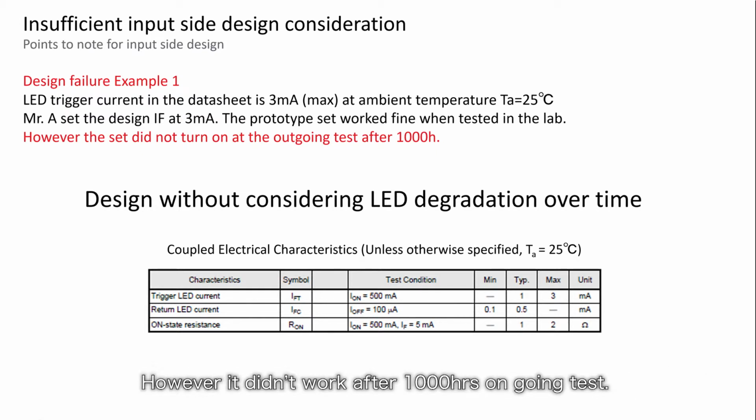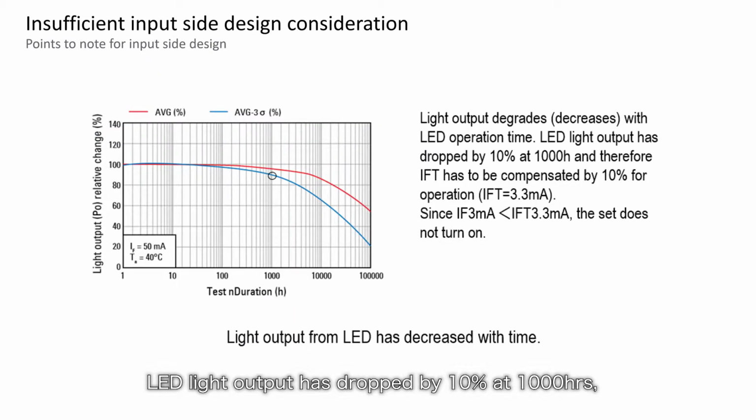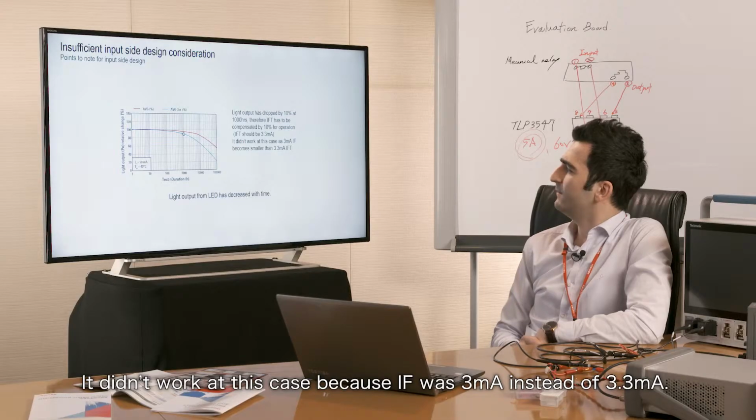However, it didn't work after a 1000 hours ongoing test. Light output actually dropped by 10% at 1000 hours. Therefore, IFT has to be compensated by 10% for the operation. It didn't work in this case because IF was 3 mA instead of 3.3 mA.